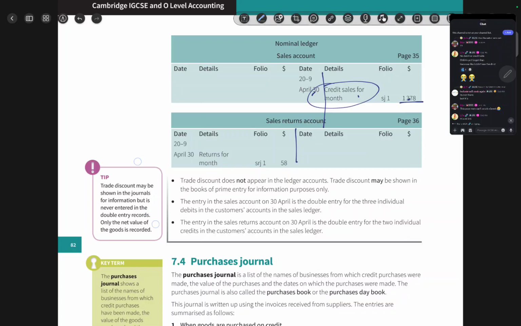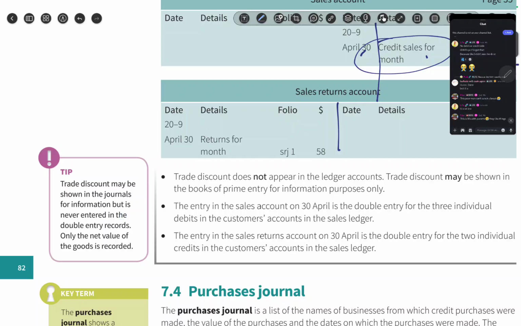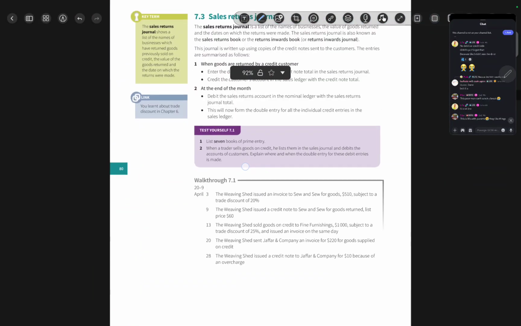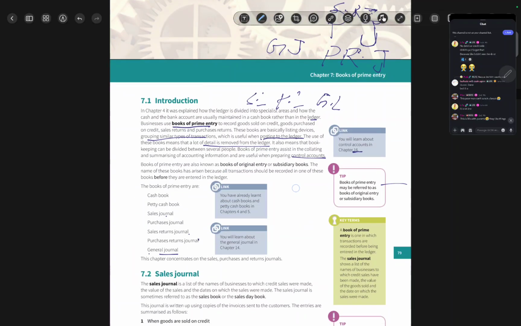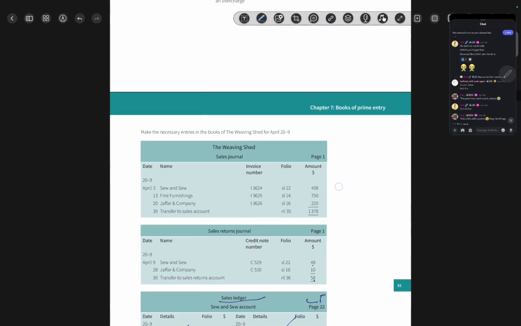Okay, do remember this, please do not forget this. Trade discount may be shown in the journals for information, but is never entered into the double entry records. Only the net value of the goods is recorded. Now let's look at what exactly that means, because I just read it, it didn't really make a lot of sense. We have our journal here.